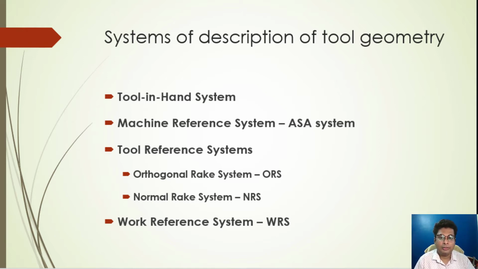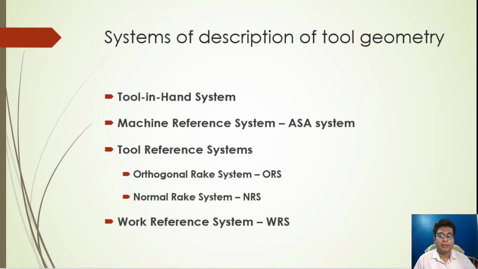Now coming on to machine reference system or ASA system, that is American Standards Association system. There are three planes of reference and the coordinates are chosen based on the configuration and axis of the machine tool concerned. Basically, there are three coordinates, x, y and z. We'll be learning about them later in this lecture.